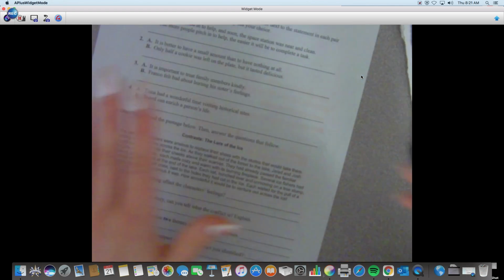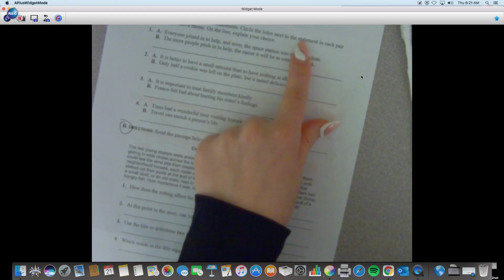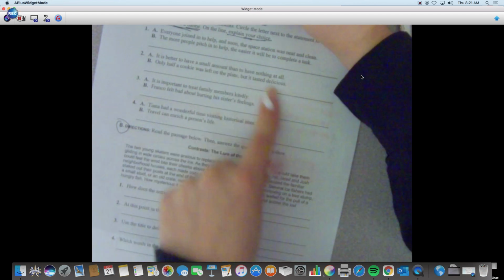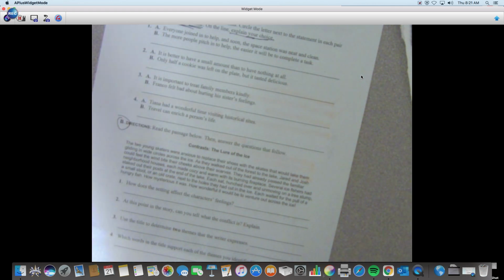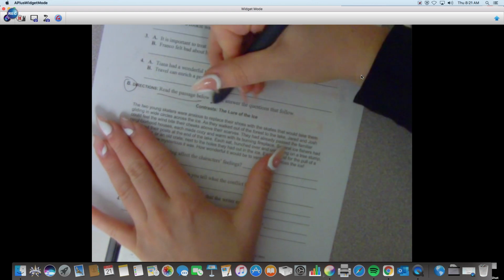Okay, so now what you're going to do on this flip side is you're doing part A and part B on your own. Part A says to read each pair of statements, circle the letter next to the statement in each pair that clearly expresses a theme, and then on the line, explain your choice, okay? So you're picking which one of these is actually a theme statement and how do you know? And then B, you're reading the passage below, then answer the questions that follow.